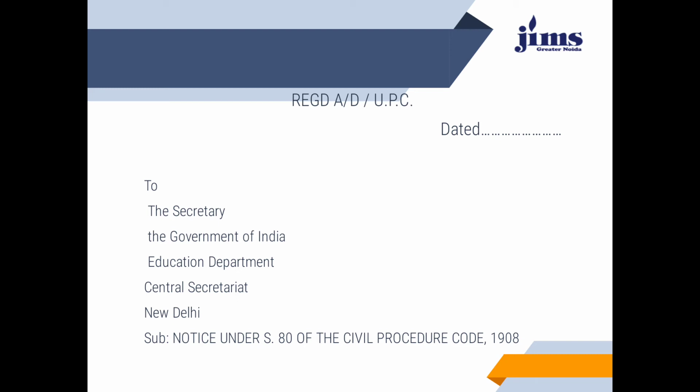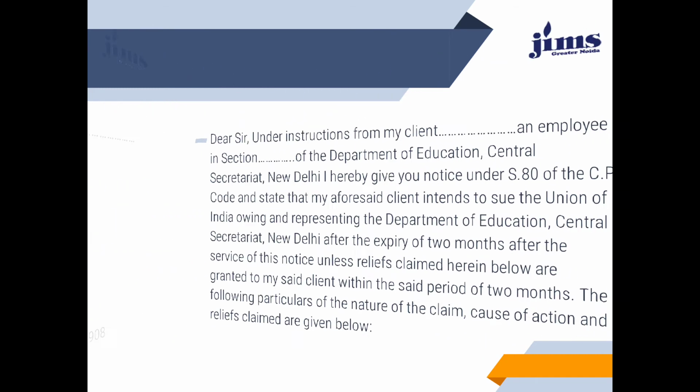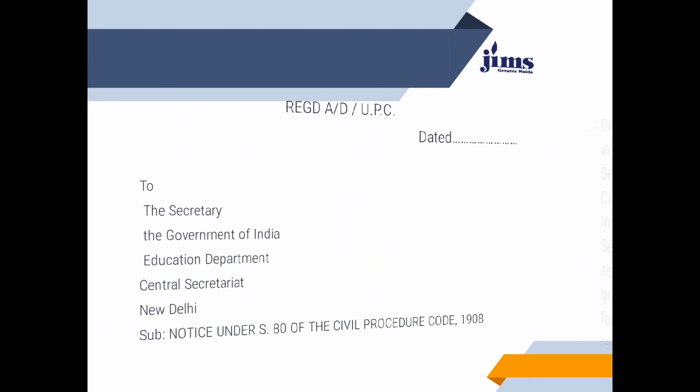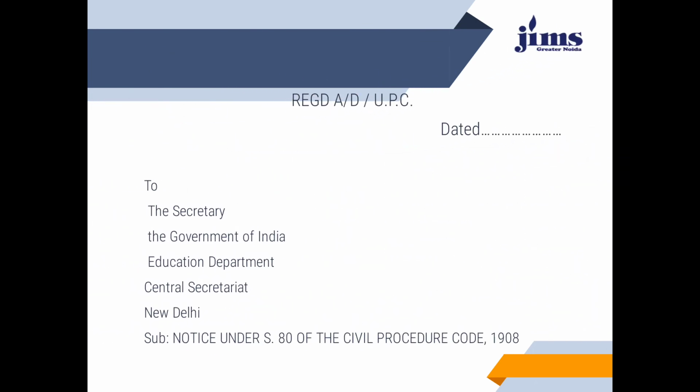Then it will start on the upper side of the notice. It will start like that: registered AD and UPC. You will mention the details. Then in the right corner there will be the date. It will start like that: to the Secretary, the Government of India. I have taken here the example of the Education Department, Central Secretariat, New Delhi. And there will be the subject of the notice under Section 80 of the Civil Procedure Code, 1908.